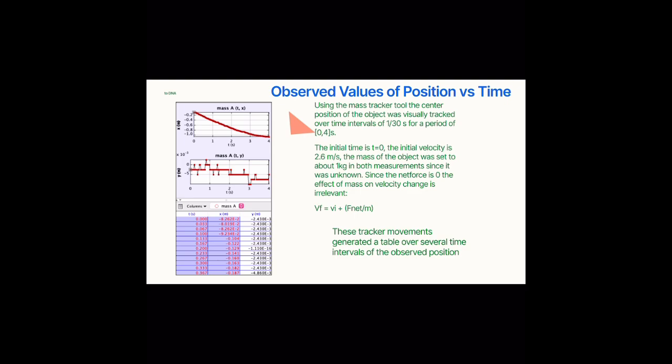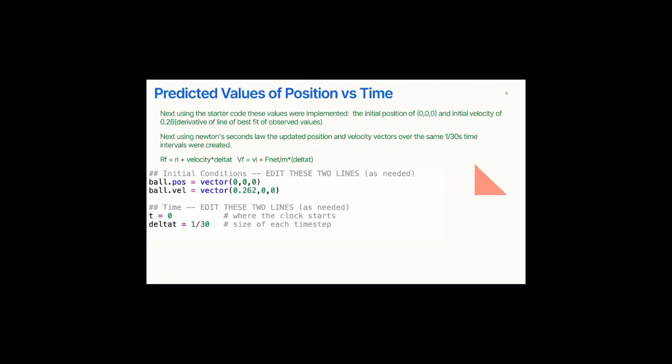Since the net force is 0, the effect of the mass on velocity change is irrelevant anyways. And as you can see here, the velocity is equal to the net force over mass plus the initial velocity. The tracker movements generated a table over several time intervals and also showed a graph showing how the position changed over a certain time period.